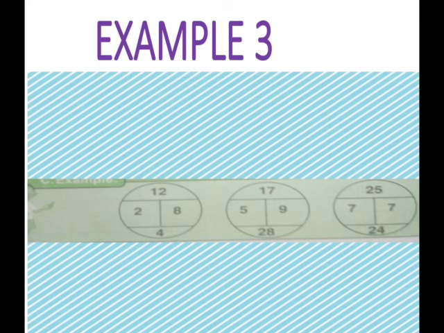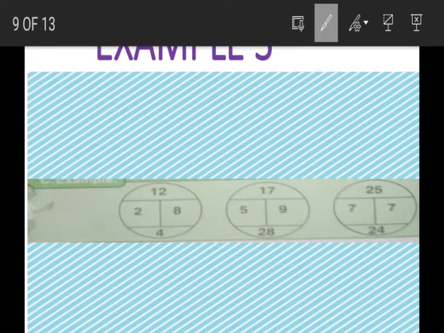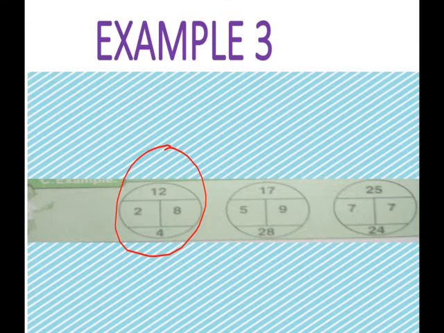Alright, here's another example. Let's work with this very sample here. 12 plus 4 is 16. 2 times 8 is 16. So up and down give you 16. Side and side give you 16. So that is it.